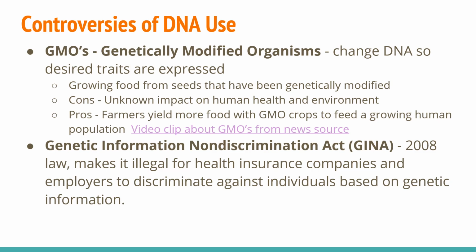Controversies of DNA use. GMOs, or genetically modified organisms, are organisms whose DNA has been changed so the desired traits are expressed, like growing food from seeds that have been genetically modified. The cons are the unknown impact on human health and the environment. The pros are that farmers yield more food with GMO crops to feed a growing human population. The Genetic Information Nondiscrimination Act, or GINA, is a 2008 law that makes it illegal for health insurance companies and employers to discriminate against individuals based on their genetic information.